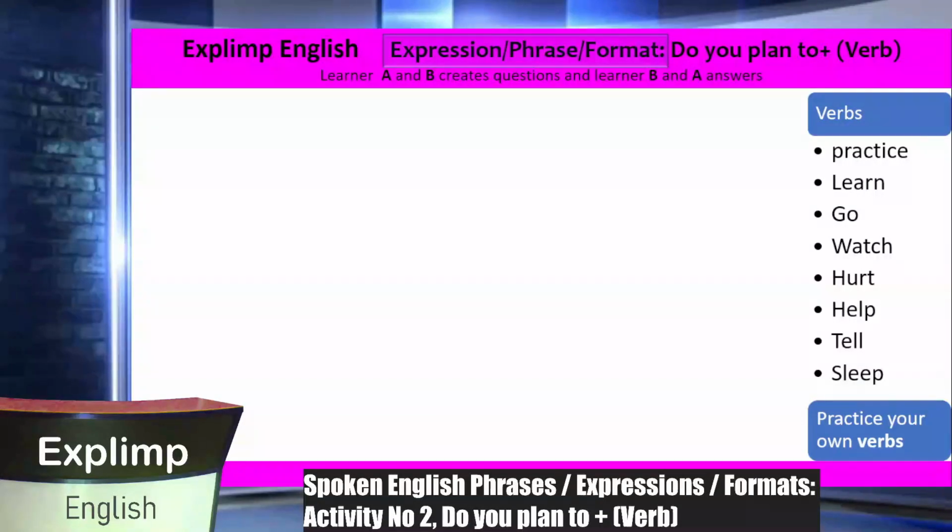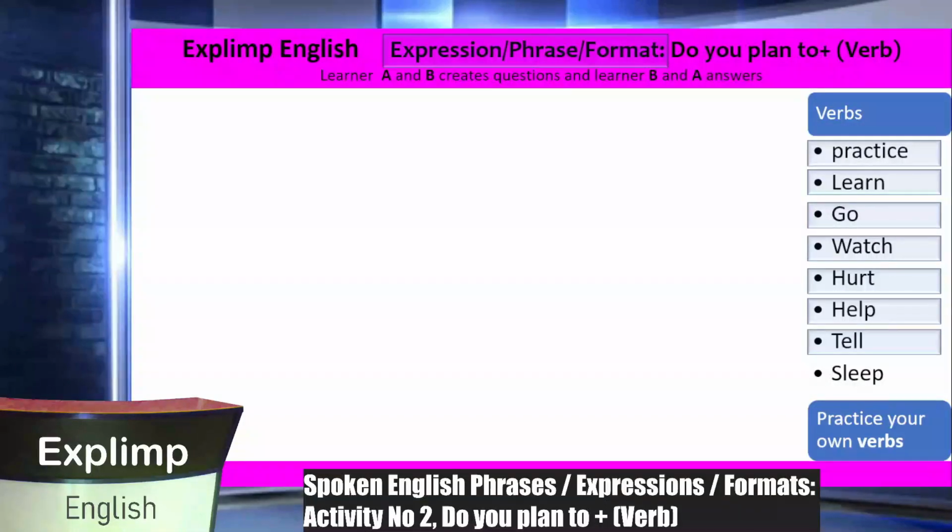On the right side you could see there is a list of verbs for you. You could find another list of verbs, but if you don't have time till then, you could use these verbs: practice, learn, go, watch, hear, help, tell, and sleep. Why are these verbs important? Because if you don't have them in front of you, you might not remember the verbs. So you could keep the list of verbs in front of you and then start creating questions and answering them along with us, right?